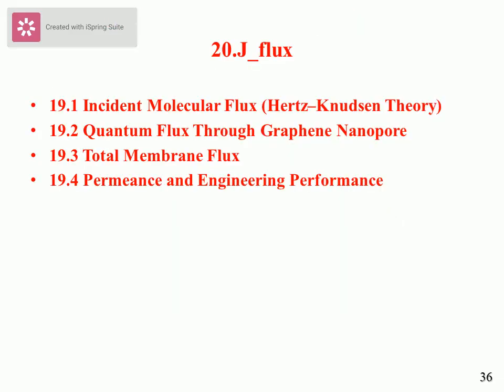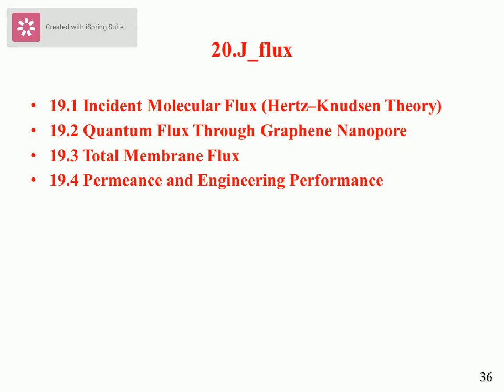Now let's talk about flux, the actual amount of helium that passes through our membrane. We break this down into four parts. First, we have incident molecular flux. This comes from the Hertz-Knudsen theory. It tells us how many helium atoms hit the membrane surface.